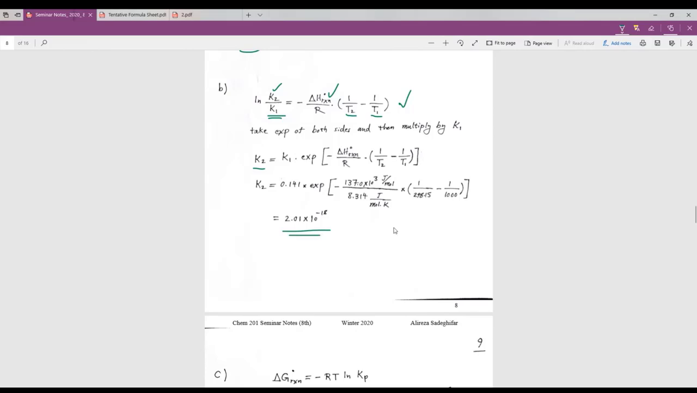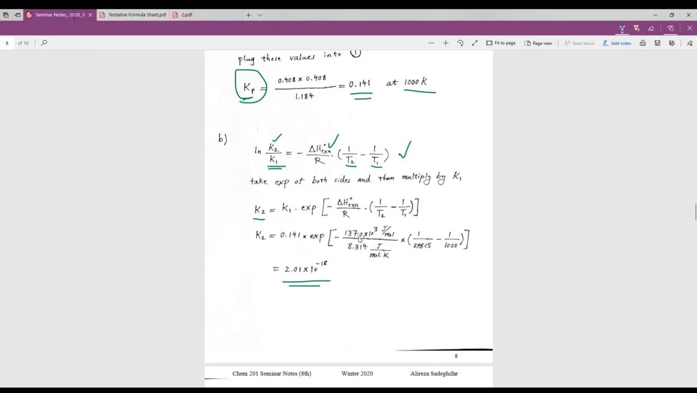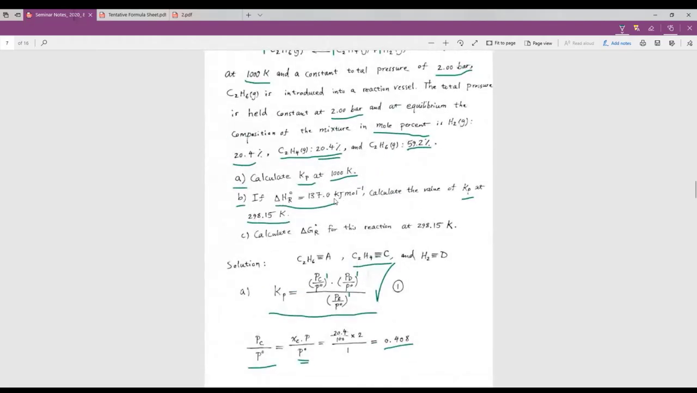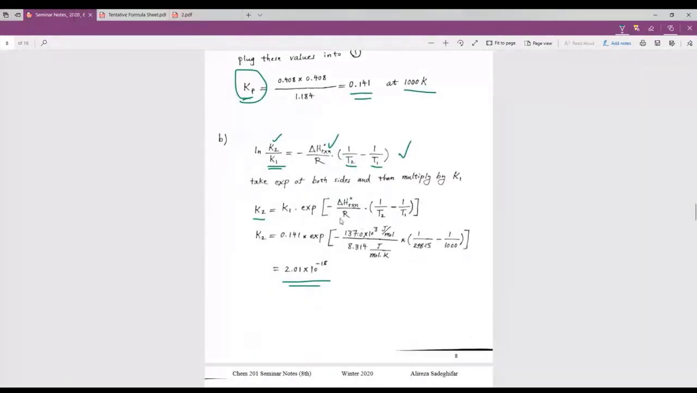Okay, what is important here is the units that we are using. I intentionally wanted to show you these units. So delta H of the reaction in the question is given in kilojoules per mole. When we divide it by R in here, it should have the same unit in terms of energy, which means that R here is in joules.